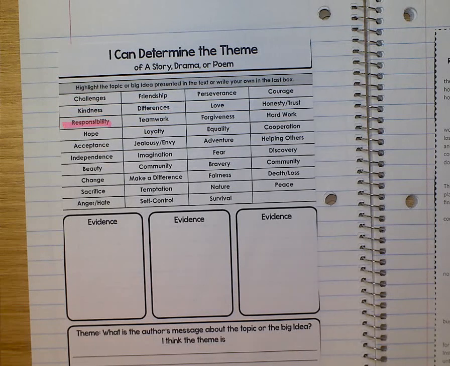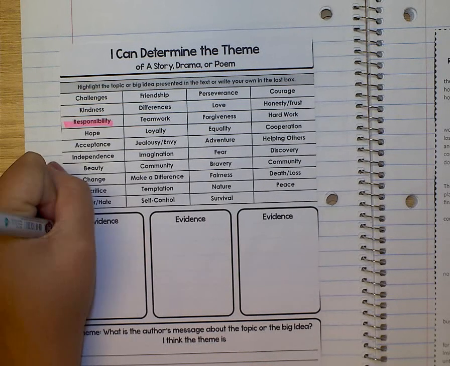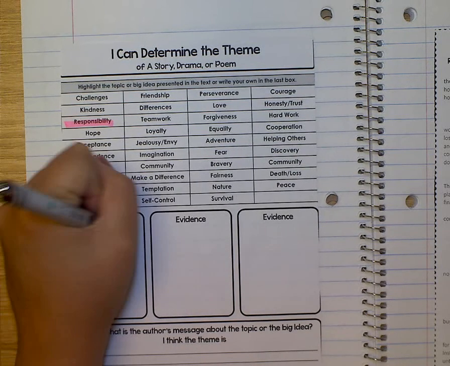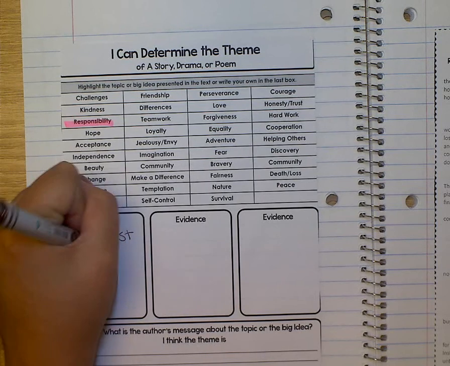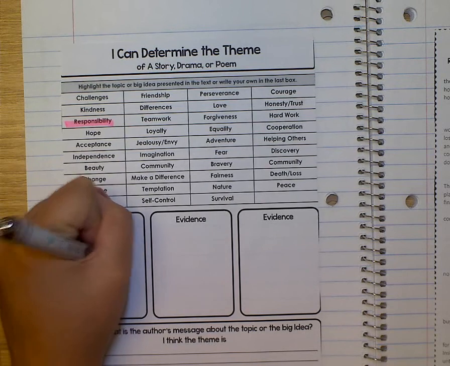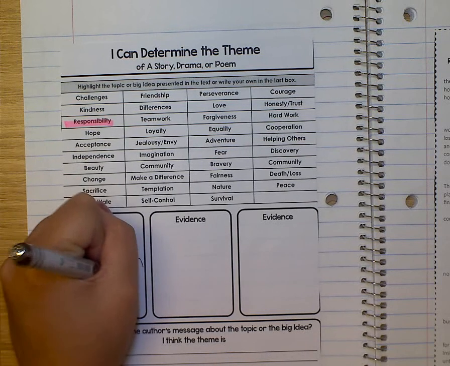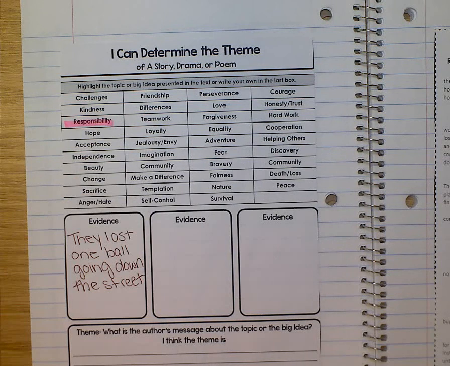Responsibility. The boys had to have responsibility to not lose their ball so that they could continue playing instead of having to buy a new one. So evidence from that. How do we know that this is about responsibility? Well, one piece of evidence is they lost 1 ball going down the street. Another piece of evidence that they learned to be responsible is that the other ball they left out in the front yard. They weren't really taking care of it.